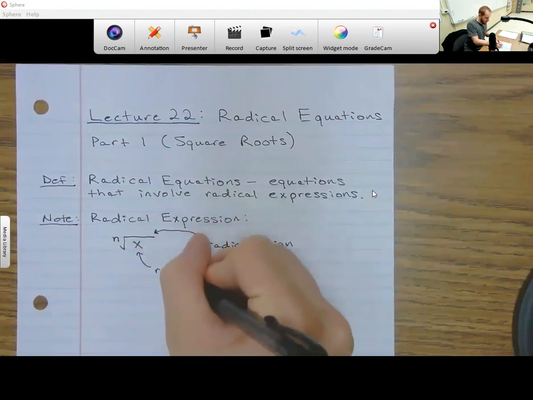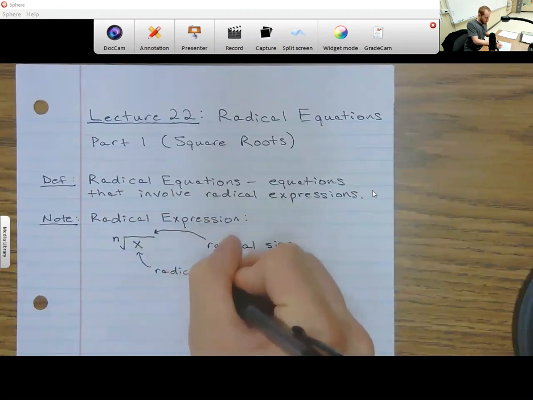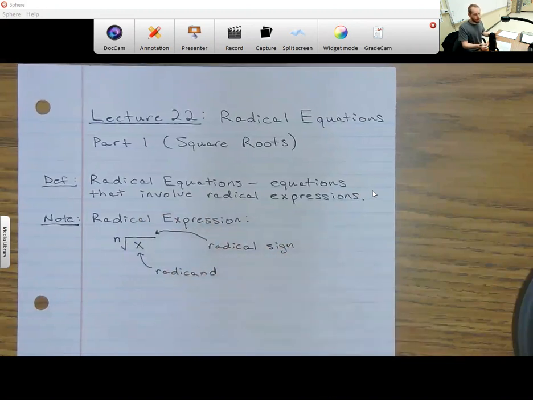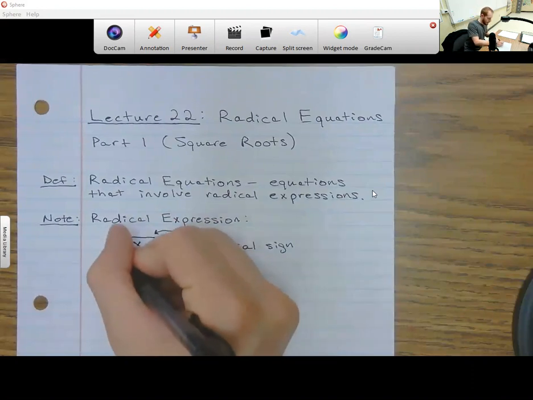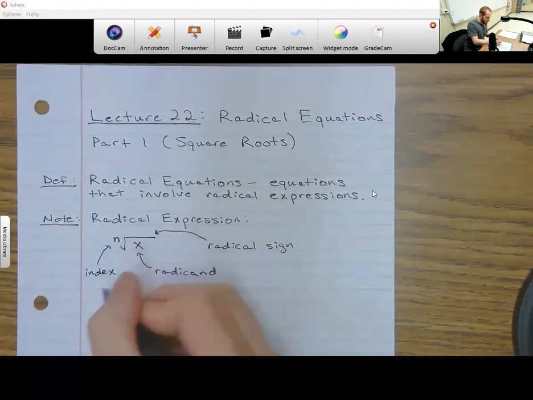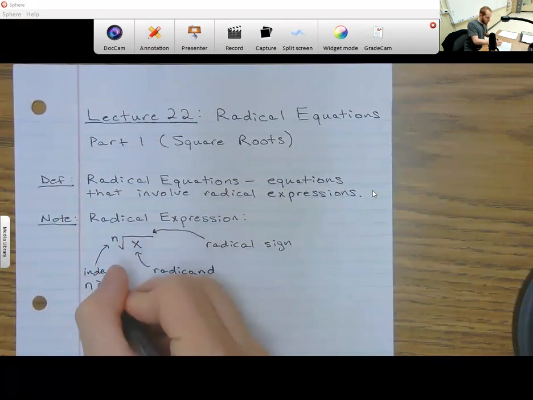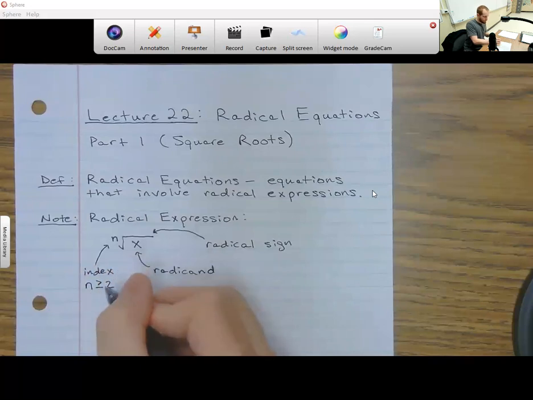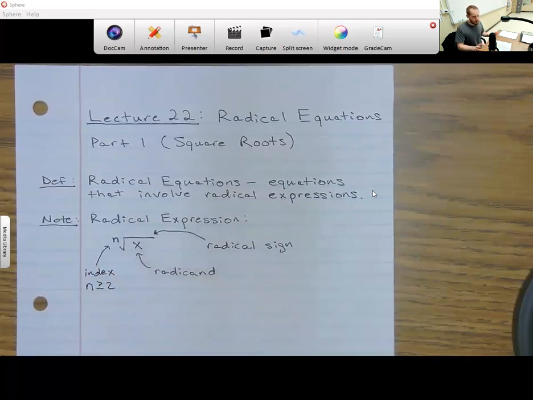We talked about that a few weeks back. Whatever's inside the radical is called the radicand. And the number on the outside, always to the left, is called the index. You probably remember that. Typically our index is going to be a whole number that's greater than or equal to 2. So it could be 2 at the lowest. I've never seen it higher than 3, but eventually we'll get there.